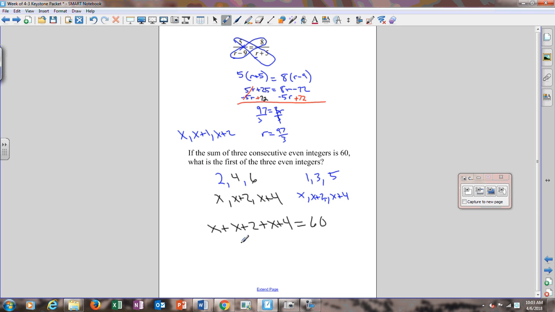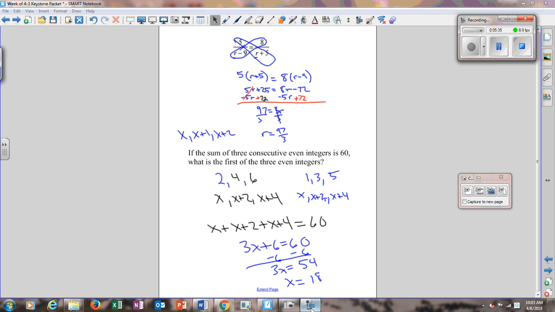Okay. Now all we have to do is combine our like terms here. So it gives you 3x plus 6 equals 60. Subtract the 6 from both sides. It gives you 3x equals 54. Divide by 3. X equals 18. Okay, so that's really the end of the linear equations one. I want you to actually try the work, so pause the video now, and then we're going to go over everything that we did this week.